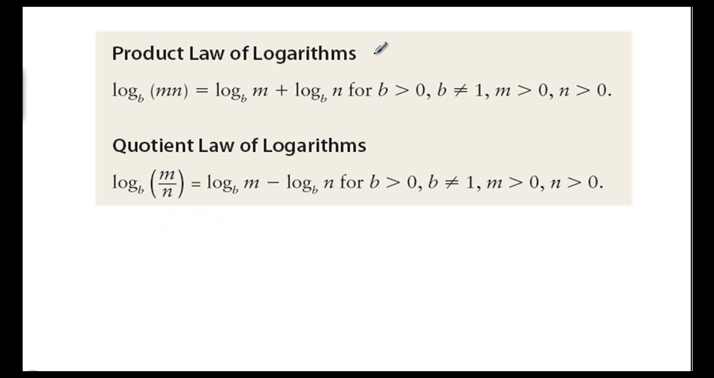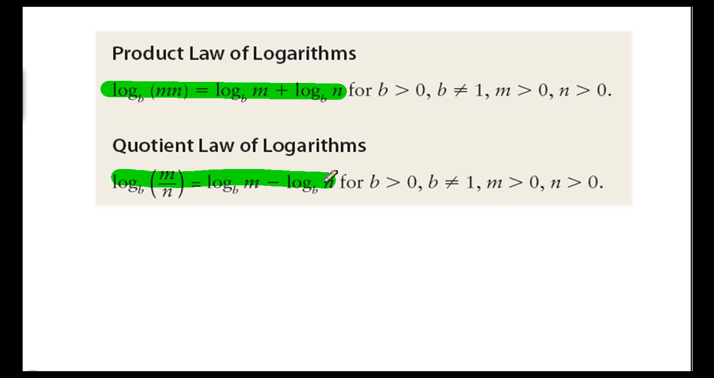So here's the equation for product law. And for quotient. So the log of base b of m times n is equal to, and make sure those bases are the same. They could be both 2's or both 3's, but they need to be the same in order for you to apply product and quotient law.